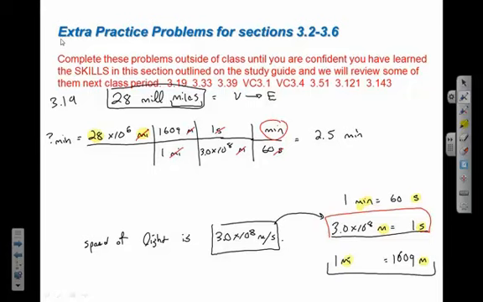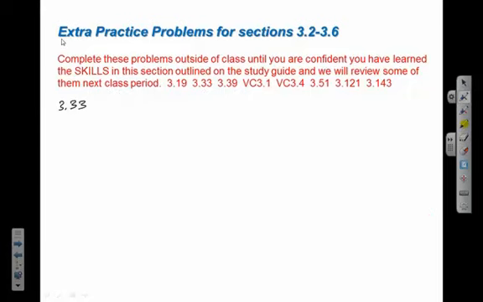All right, so 3.33. This says photosynthesis makes use of visible light to bring about chemical changes. Explain why heat energy in the form of infrared radiation is ineffective for photosynthesis.